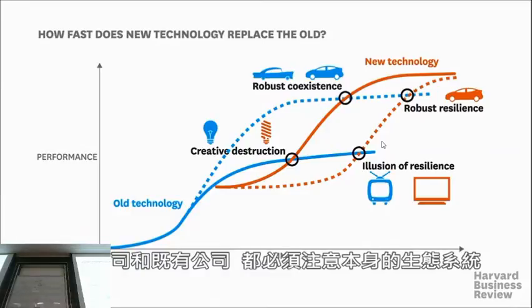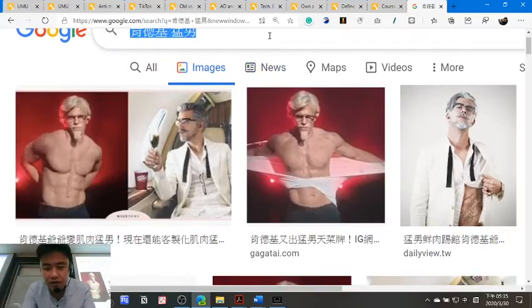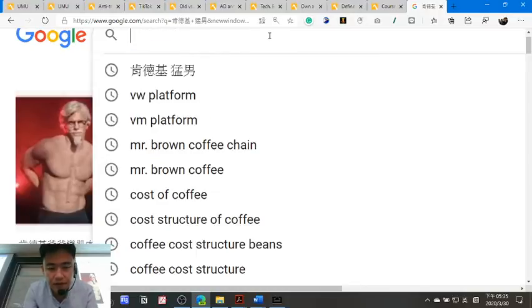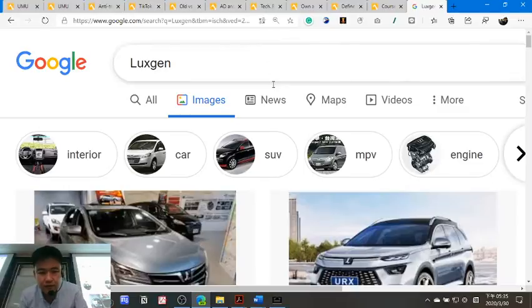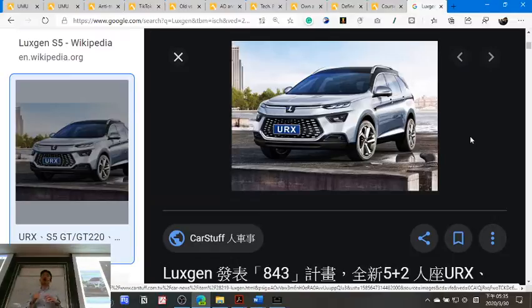Just like the competition between the electric car and the traditional cars, you'll find that it's very difficult to compete with the existing automobile makers. For example, there is a brand in Taiwan named Luxgen. Let me show you. That is a local brand. Luxgen is a Taiwanese brand, and they launched their brand a decade ago.